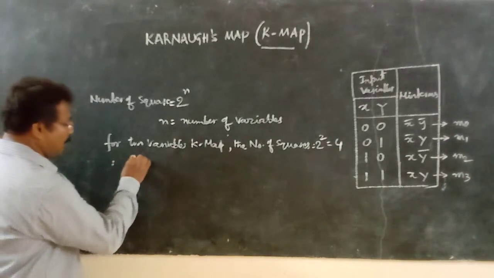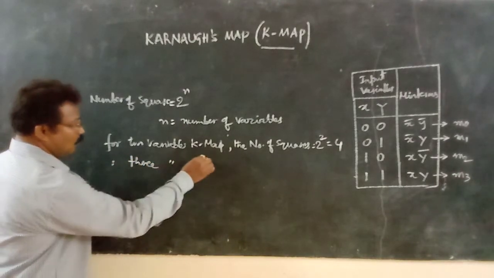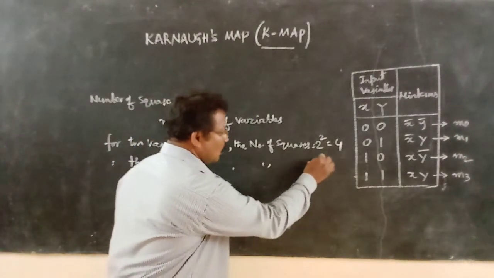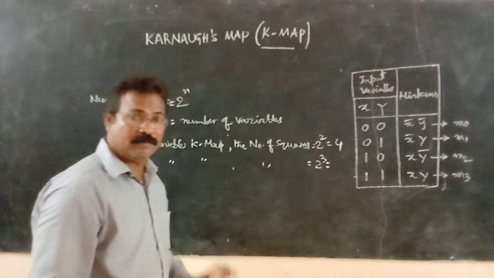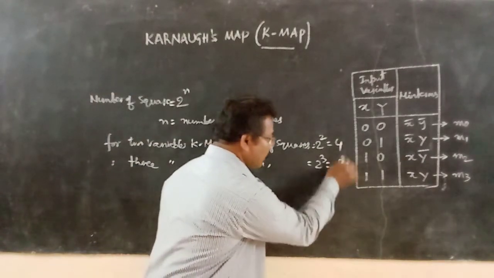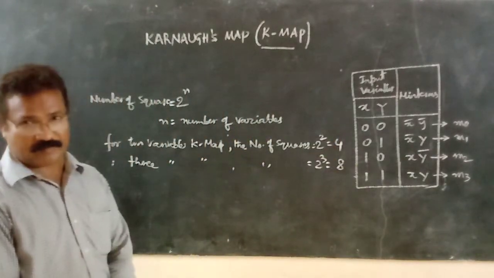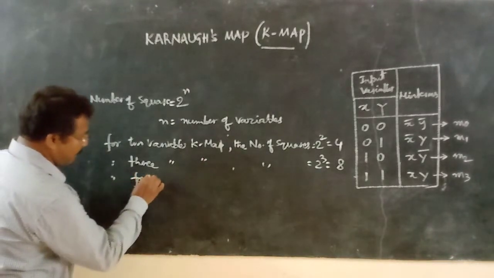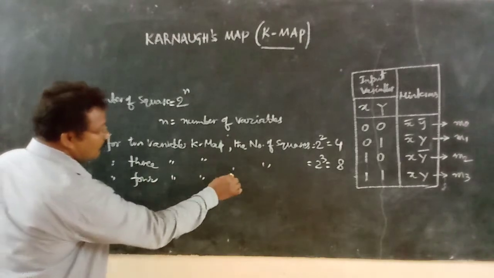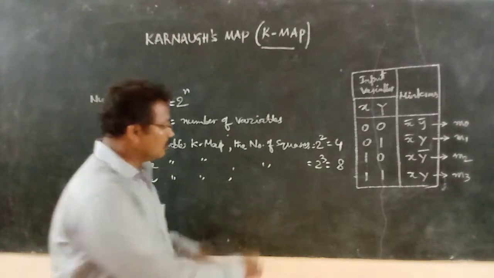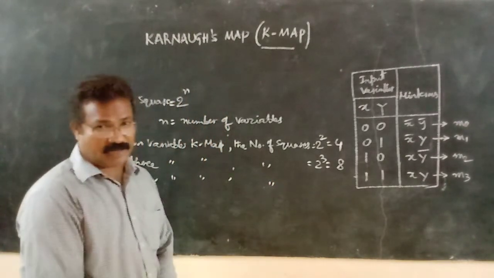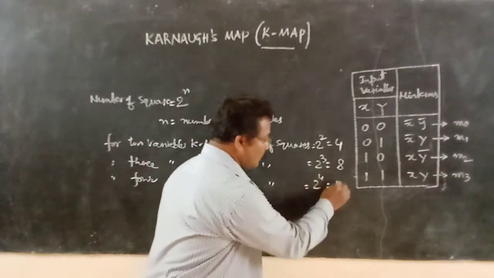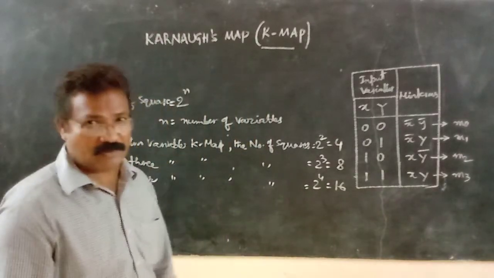For a three variable K-map, the number of squares is equal to 2 to the power of 3. That means it contains 8 squares. For a 4 variable K-map, the number of squares present in the K-map is 2 to the power of the number of input variables, 4. That is equal to 16 squares.